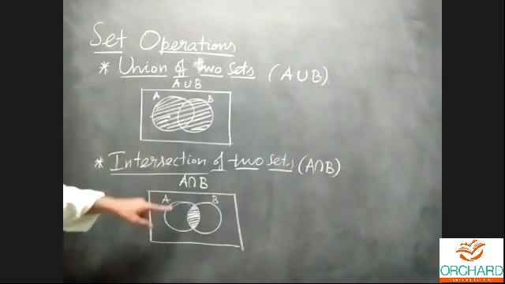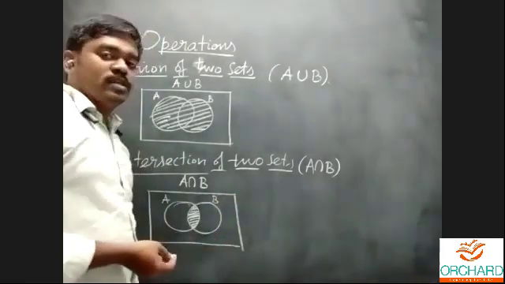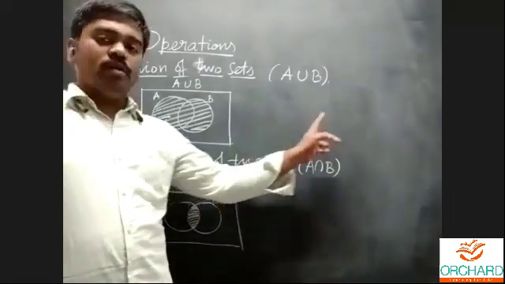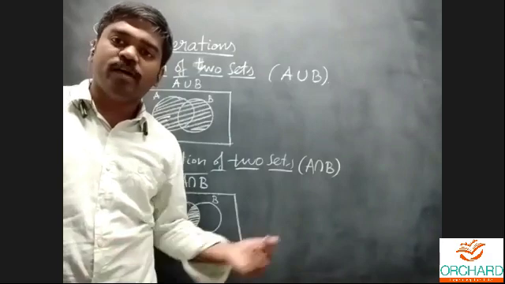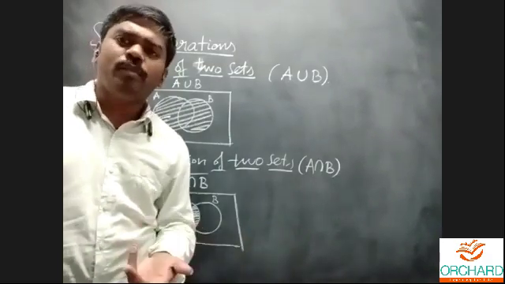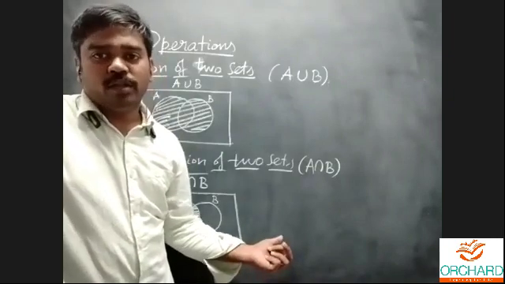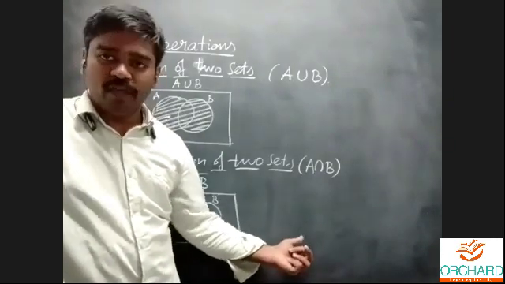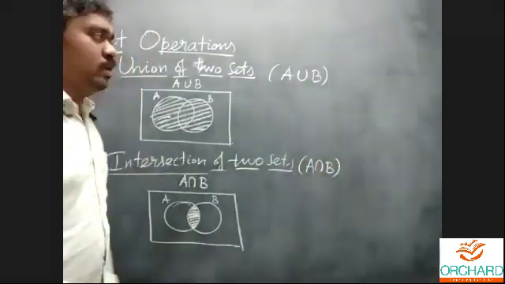This is for overlapping sets. Suppose disjoint sets: then the two circles are separate. For disjoint sets the intersection is empty, as there is no common value. What does disjoint mean? There is no common element between A and B. That's why for disjoint sets the intersection is empty. For union, we just shade the two circles.